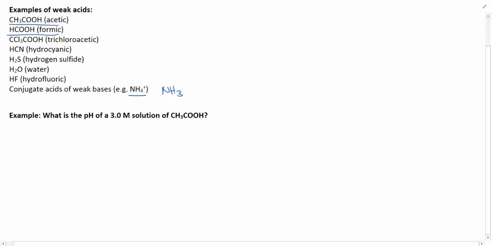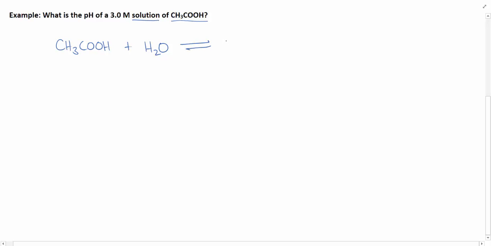Let's say you had an example that asks you for the pH of a 3-molar solution of CH3COOH. The first thing to notice is that acetic acid is a weak acid. So when we put CH3COOH in water, since it says a solution, we assume this is an aqueous solution, it's going to form an equilibrium, which will make its conjugate base, which is the same molecule minus its acidic H. That proton is going to be transferred to the water, so it's going to make H3O+, or hydronium ion.